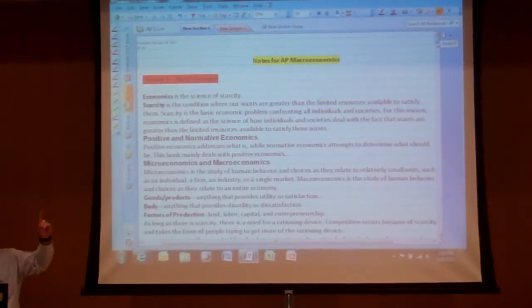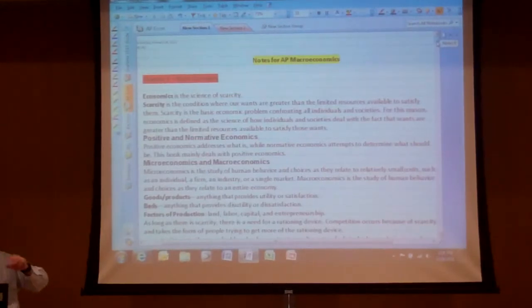Economics. What's economics? It's the study or the science of scarcity. There's not enough stuff to go around for us to all get what we want. There is enough stuff to go around for us to all get what we need. The question is, how do we address this situation? Different systems are set up in different ways.